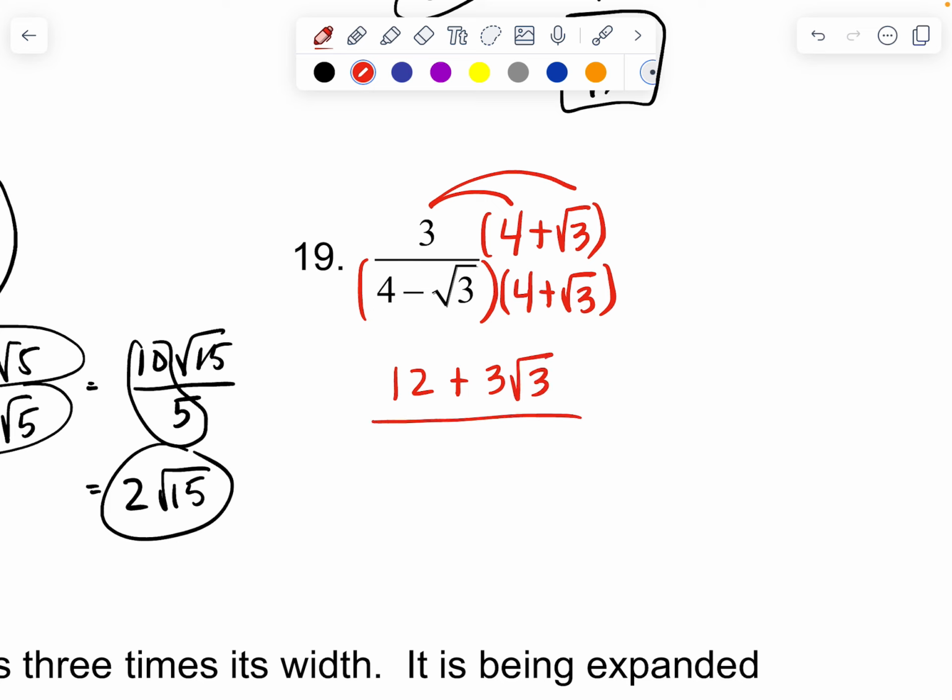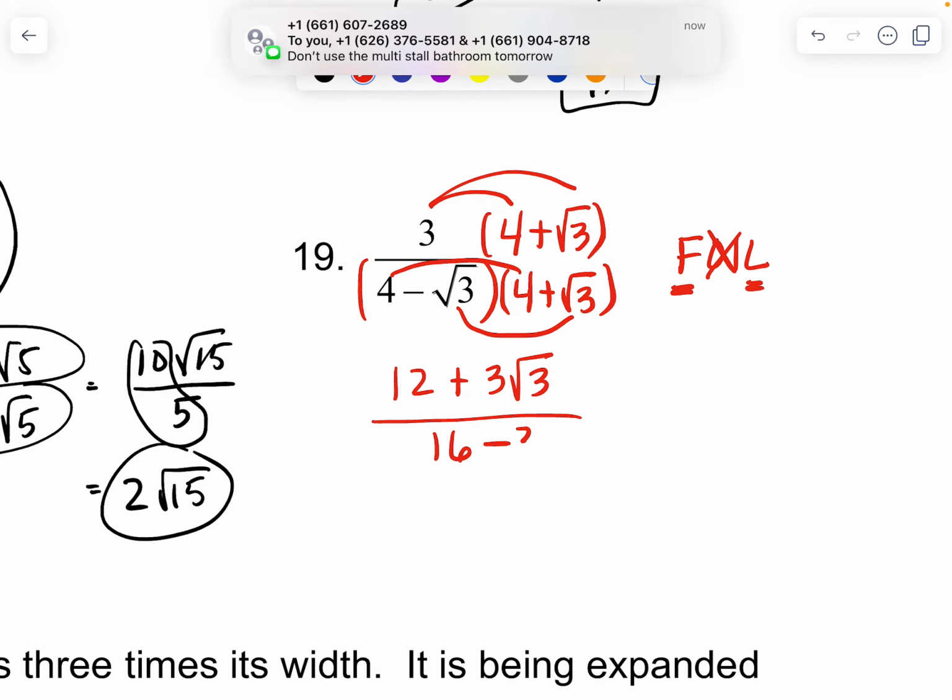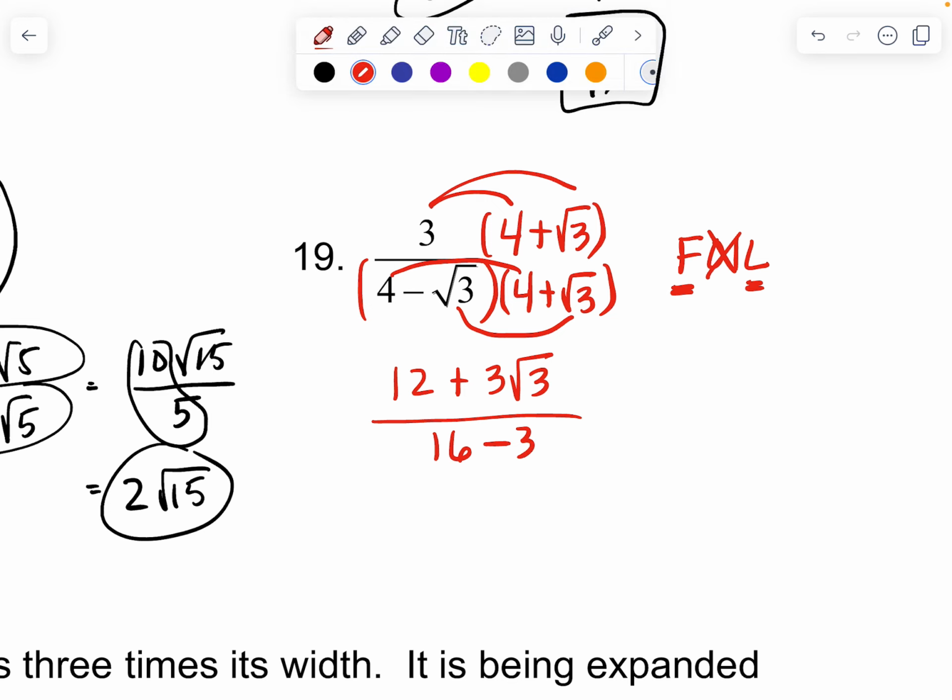Now remember, when you're foiling conjugates, and this only works for conjugates, the middle terms always cancel out. So the trick is just to do first and last. So 4 times 4 is 16. Negative radical 3 times radical 3 is negative 3. And then let's simplify this. So this is 12 plus 3 rad 3, all over 16 minus 3 is 13. And make sure you can't simplify this. You guys, look, 13 does not go into 12 and 13 does not go into 3. So we're kind of stuck. That is going to be your final answer.